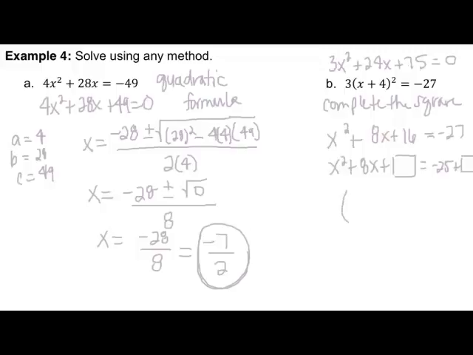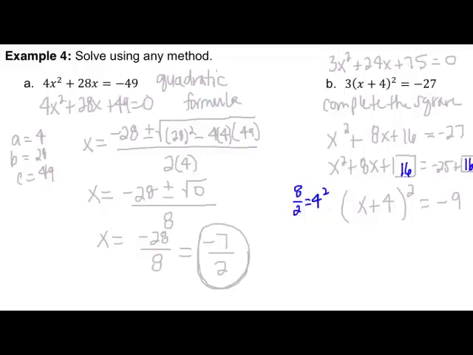So then to find what's in the box, we're going to do 8 divided by 2, which is 4. 4 squared is 16. So then I get x plus 4, quantity squared, equals negative 9.